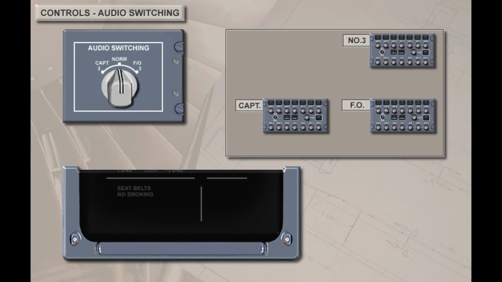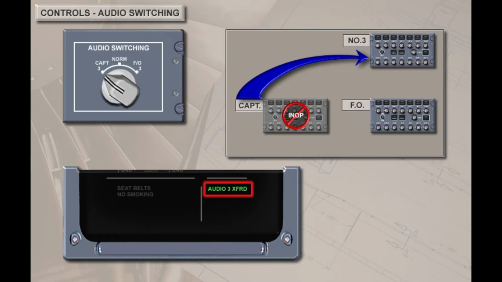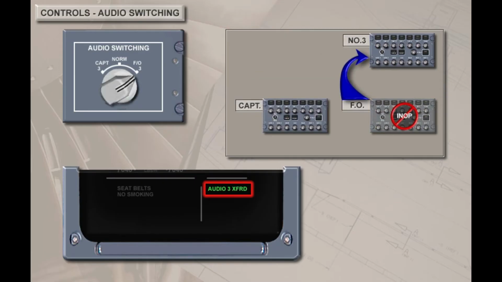The audio switching selector allows the crew to utilize the third ACP if ACP 1 or 2 should fail. The knob has 3 positions. In the norm position, each crew member is connected to his own respective audio control panel. With the selector in the Captain 3 position, the captain uses the number 3 ACP for transmission and audio selections. Audio 3 transferred appears in green on the ECAM memo section. With the selector in the FO3 position, the first officer uses the number 3 ACP for transmission and audio selections.